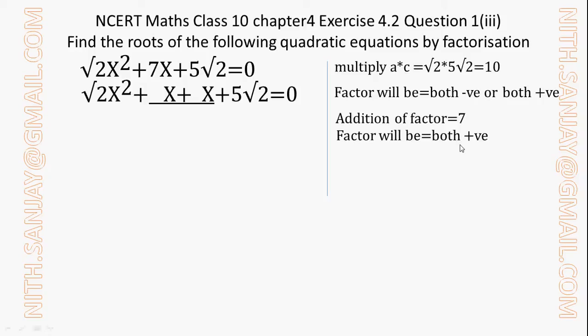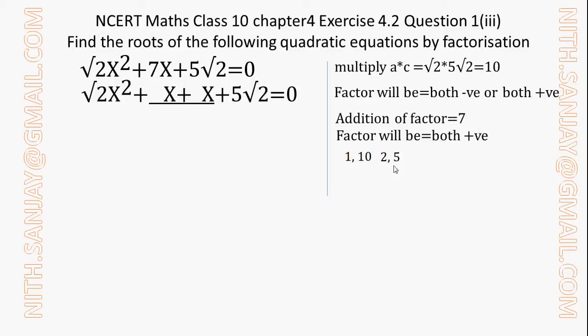Now I will start taking factors of 10 one by one. First I will take 1 and 10. Because both are positive, I am taking both positive, 1 as positive and 10 also as positive. But 1 and 10 will add up to 11, so I will not get this 7. So this will not satisfy this condition, so I will reject these two factors straight away.